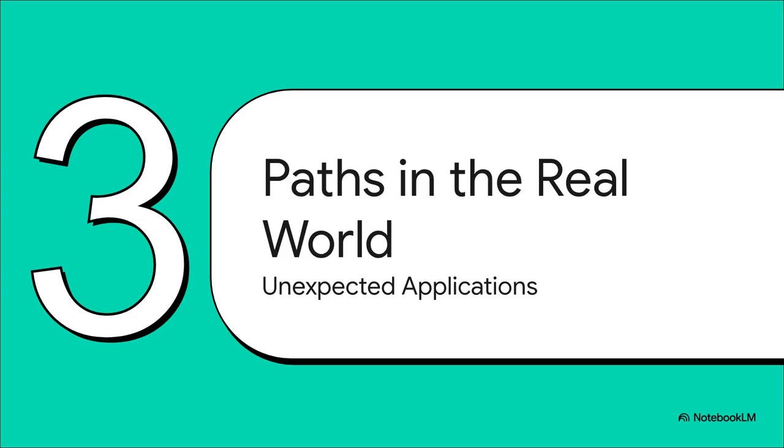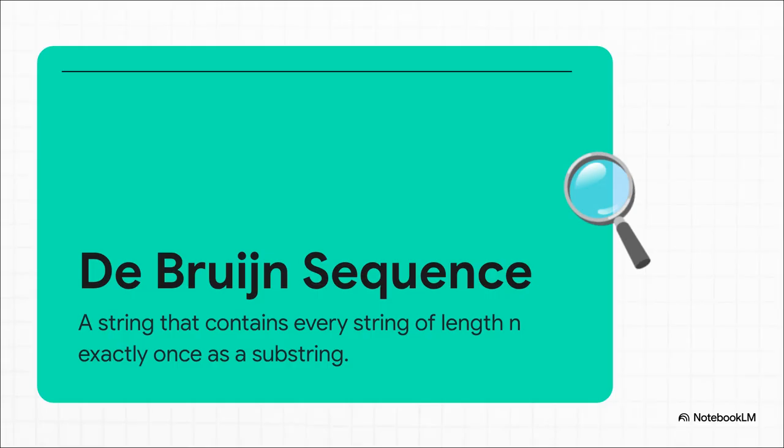Okay, so why should we care about all this? Is it just a bunch of abstract math puzzles? No way. Turns out, these paths have some seriously cool and unexpected applications in the real world. Check this out. Imagine you need to create one single, super compact string of code that contains every possible 3-digit binary combination. How would you do it? Well, you can actually use an Eulerian path to build it for you.